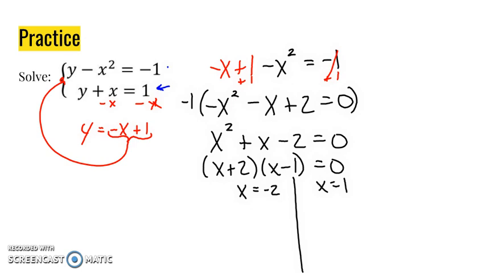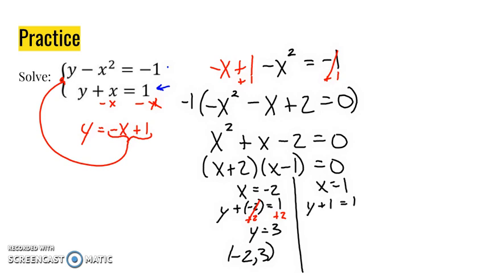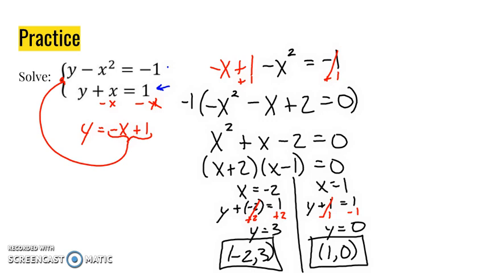So when I do that, I get y plus negative 2 equals 1. I'm going to need to add 2 to get rid of that, and I get y equals 3. So that means the point negative 2, 3 is a point of intersection. Then I go y plus 1 equals 1. For that, I'm going to need to subtract 1 from both sides. That cancels both, and I get y equals 0. So that means the point 1, 0 is another one of my points. So I used substitution to solve, and this has 2 points of intersection.